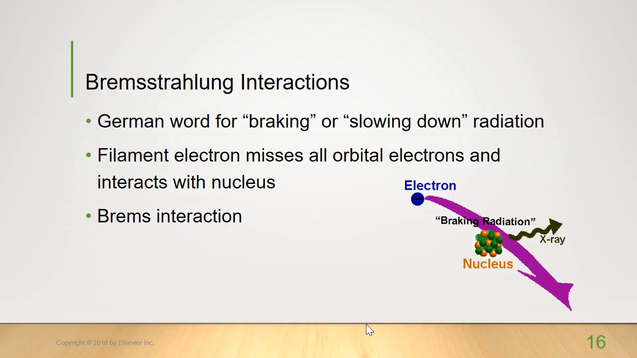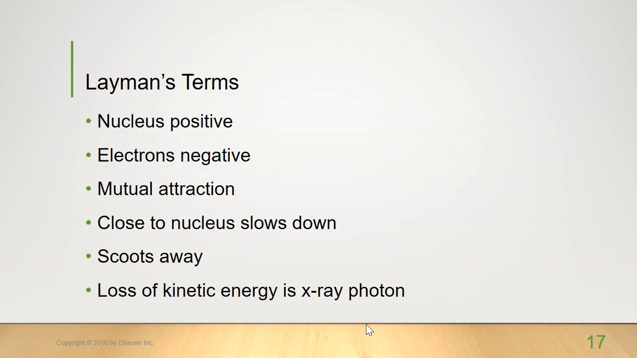In this interaction, the filament electron misses all of the orbits and interacts with the nucleus. So on this one, you're not worried about it actually hitting any of the orbital electrons. It's going straight for the nucleus of the atom. So in layman's terms, the nucleus is positive, the electrons are negative, and so there's a mutual attraction.